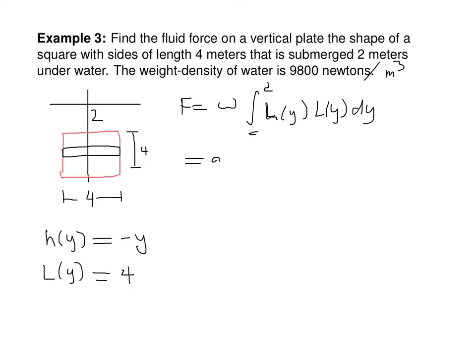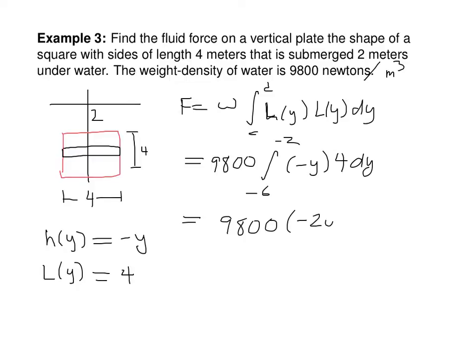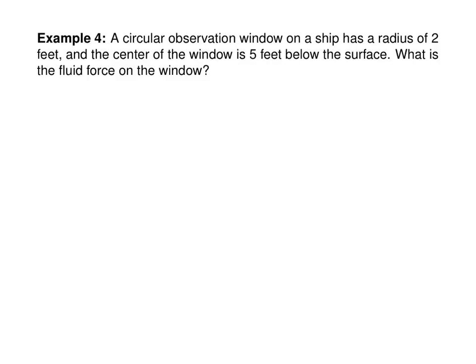Now the weight density is 9,800, that should say newtons per cubic meter. So this is 9,800 times the integral from the lowest y value, -6, to the highest, -2, of negative y times 4 dy. As I said earlier, the most important part is the setup, but we have 9,800 times -2y squared evaluated from -6 to -2, which gives you 627,200 newtons.